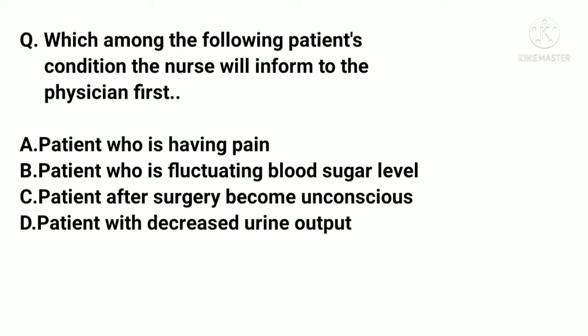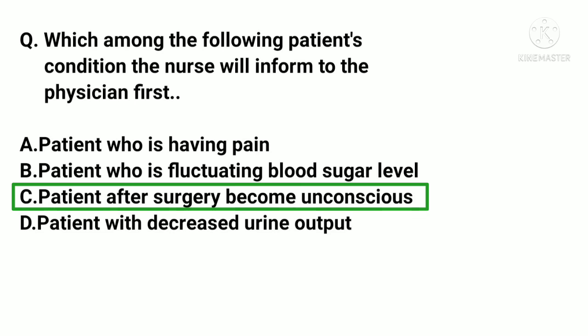Which among the following patient's condition the nurse will inform to the physician first? A. Patient who is having pain. B. Patient who is fluctuating blood sugar level. C. Patient after surgery become unconscious. D. Patient with decreased urine output. And the correct answer is C. Patient after surgery become unconscious.